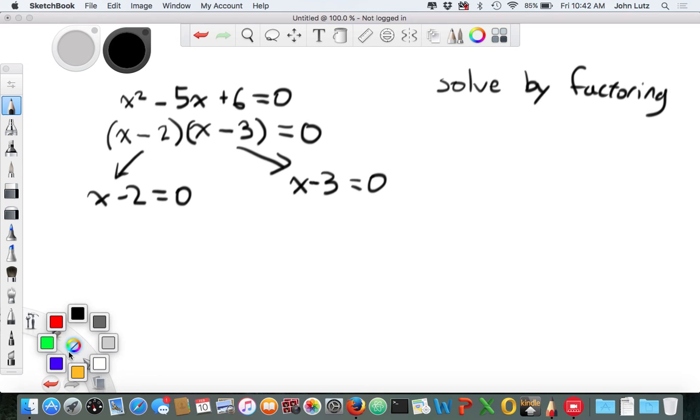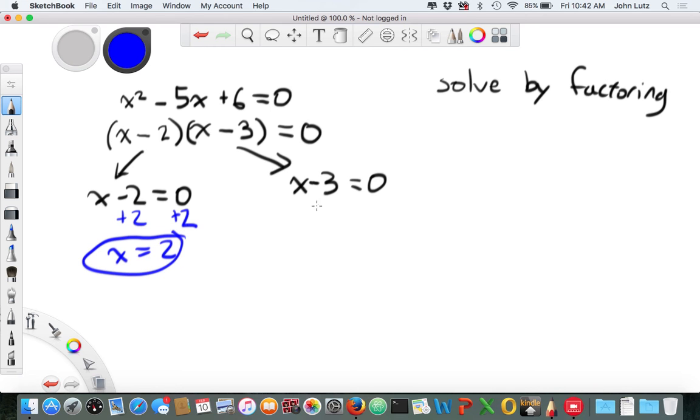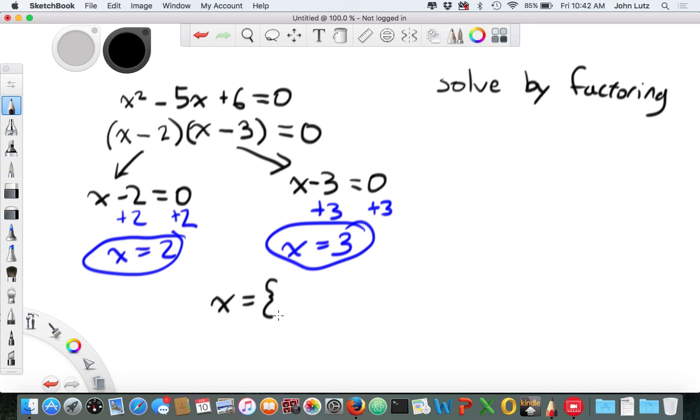And then let me change my color real quick. Add 2 to both sides, and x equals 2. Yay! Add 3 to both sides, and x equals 3. Yay! Okay, great. And then to use our fancy notation, x equals curly brace 2 comma 3, which means that it could equal either 2 or 3.